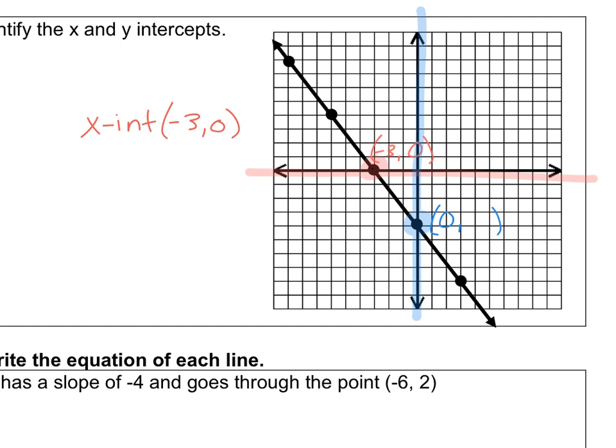With the y-intercept, we're looking where it crosses the y-axis, so that point right there. With every single y-intercept, it's a 0 for x and then some number for y. So here I can count it 1, 2, 3, 4, which would give you a -4. So there's my x and my y-intercept.